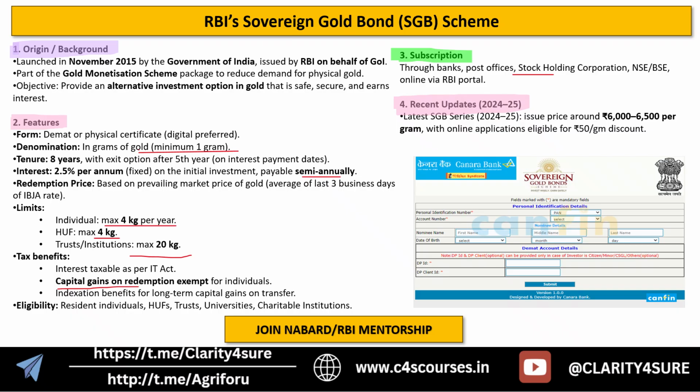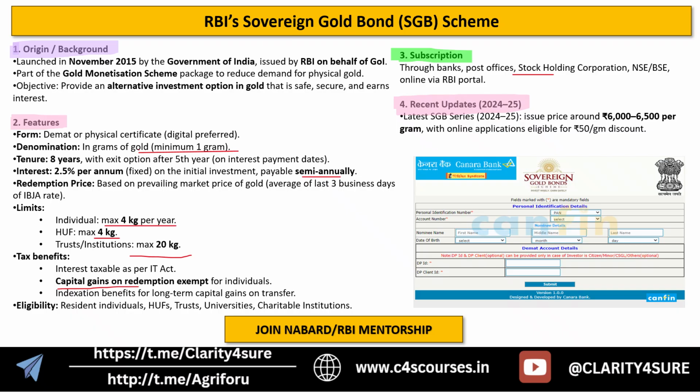Interest is 2.5 percent per annum, which is fixed on the initial investment, and is paid semi-annually. This is important because there can be a question: interest 2.5% per annum, which is paid annually? No, it is paid semi-annually, and this can be a question. And redemption is based on the prevailing market price of gold.